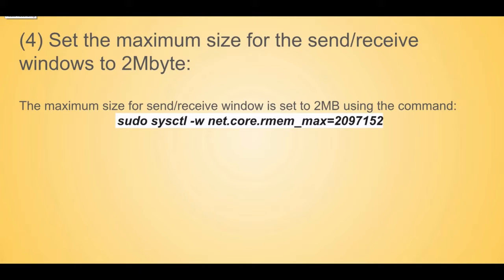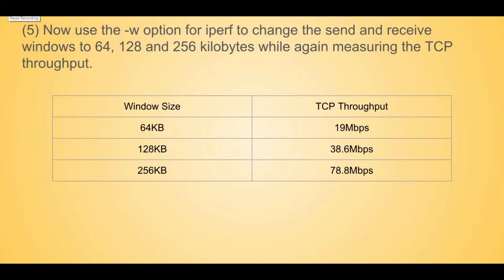The next step is to increase the maximum window size in TCP. This is done by typing in this command in the command terminal. After this, the throughput is calculated for varying window sizes.